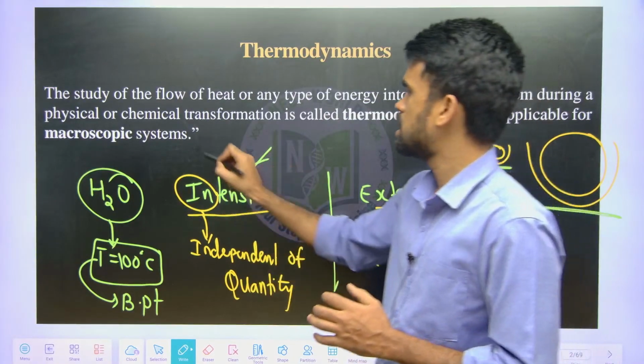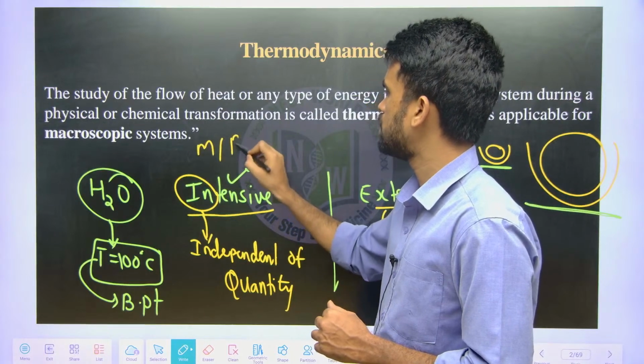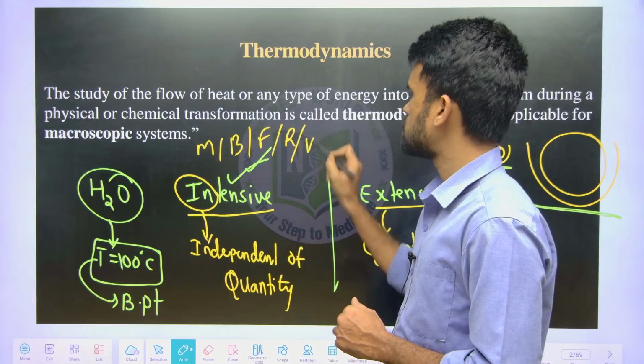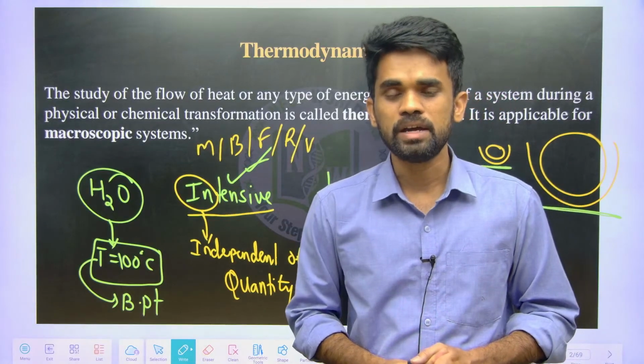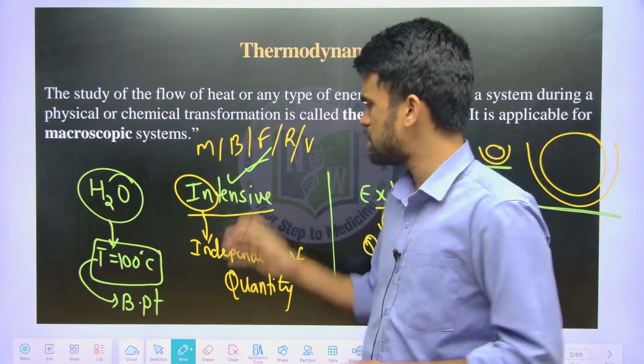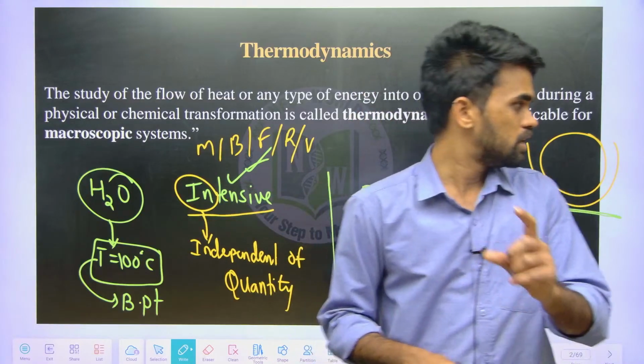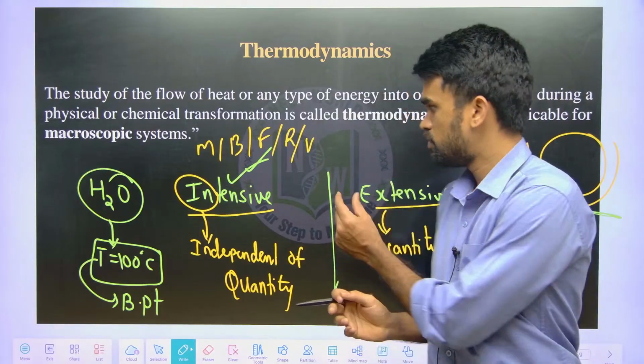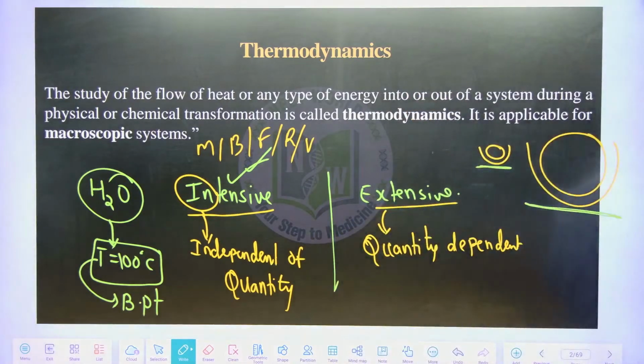So melting point, boiling point, freezing point, refractive index, viscosity, all these are examples of intensive properties. These discussions were done in the last class. That's why I just wanted to give you a repetition of the same thing for the first 5 minutes. Okay, let's move forward.